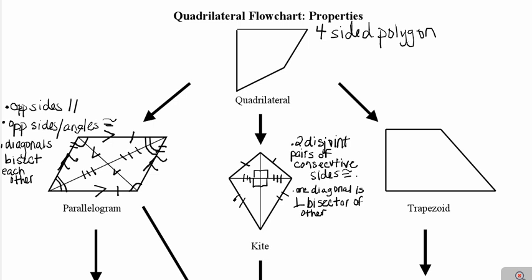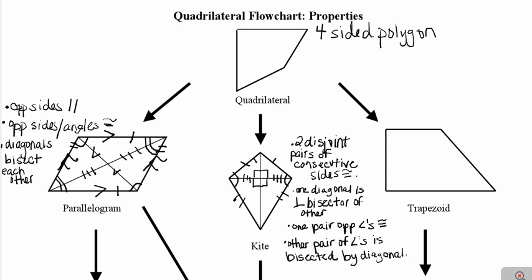We know that a kite has one pair of opposite angles that is congruent. So in this case, those two angles are congruent. And then the other pair of angles is being bisected by the diagonal. So therefore, those top two smaller angles are congruent to each other, and the bottom two smaller angles are congruent to each other. So those are all the different properties that you're going to have to know about just a general kite.